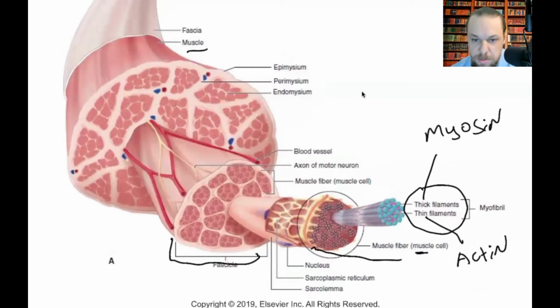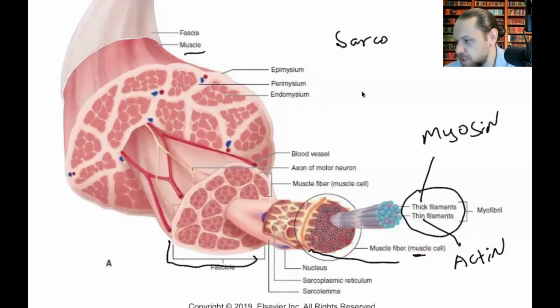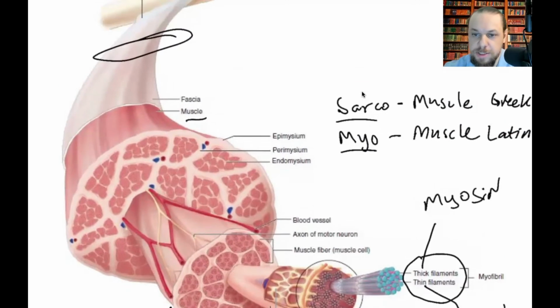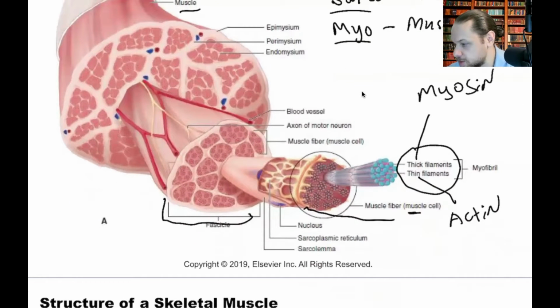The other thing I want to mention here: sometimes you will see the word sarco, or sarcoplasm, and you will see myofibrils. What does that mean? Sarco means muscle, and that's in Greek. And myo also means muscle, and that's in Latin. So the prefixes pretty much mean the exact same thing. So sarco just means muscle in Greek, and myo means muscle in Latin. So whenever you see these names, sarcolemma or myofibrils, all they refer to is muscle as the prefix.